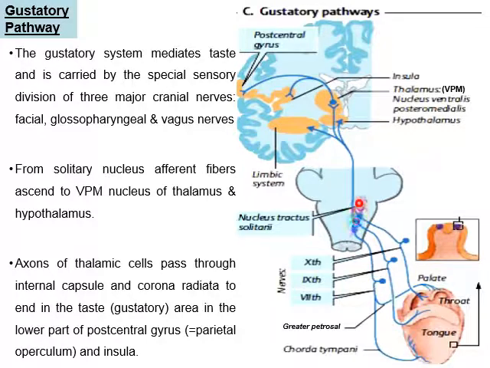From the solitary nucleus, the second order neuron rises to reach the ventral posteromedial nucleus of the thalamus. The thalamic neurons send the axon, which is the third order neuron, to reach the gustatory cortex. These fibers run through the internal capsule and corona radiata to reach the taste area, the gustatory area in the lower part of the postcentral gyrus, which is called the parietal operculum, and also in the insular cortex.